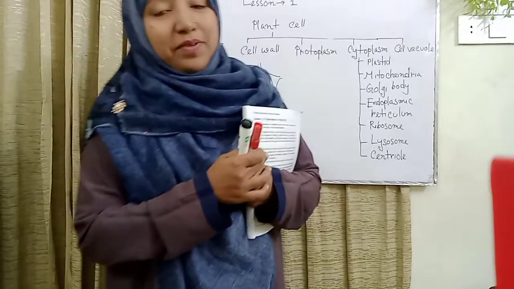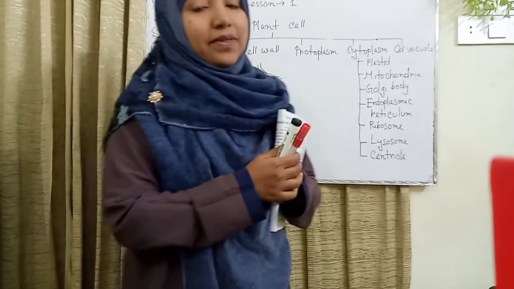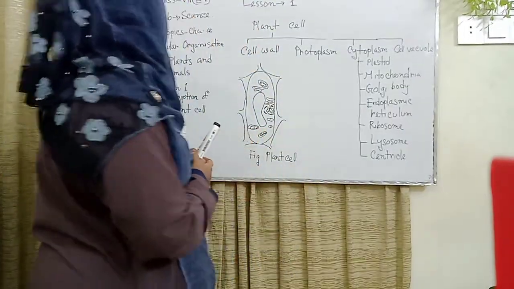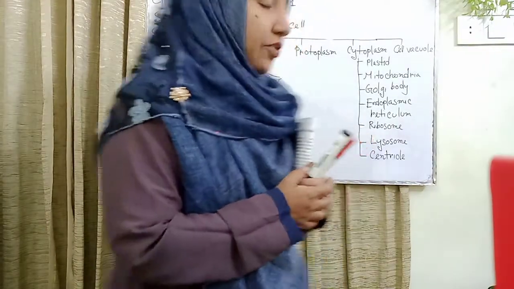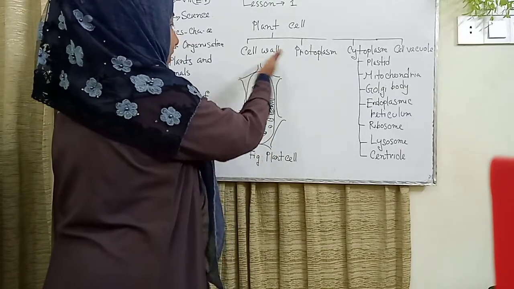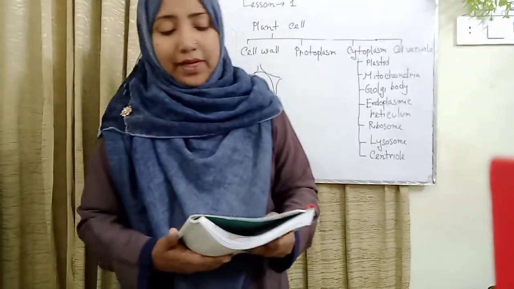Today I am so happy because I am going to start our new chapter. The new chapter is chapter 2, and this headline is the cellular organization of plants and animals. Here I draw the plant cell, and this structure is the plant cell structure. My dear students, our new chapter is chapter 2. Please everyone open the books.